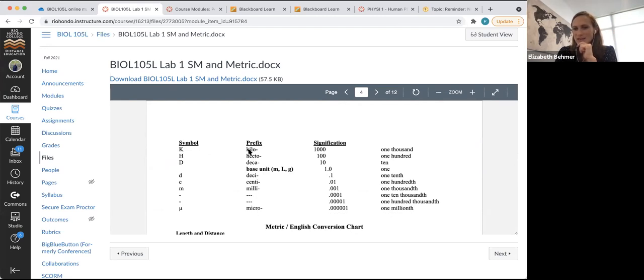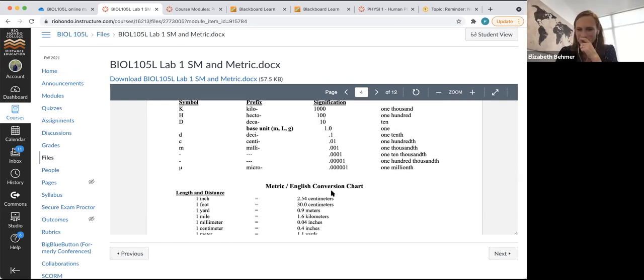So we have a kilo, a hecto, a deca, and they signify 1,000 of a base unit. So 1,000 meters is in a kilometer. 100 meters is in a hectometer. 10 meters is in a decameter. Here's the base unit. We have 0.1 meters is in a decimeter. 0.01 meters is in a centimeter. 0.001 meters is in a millimeter, and so forth. And I'm going to try to show you this in a little. Let's finish this and I'll show you.